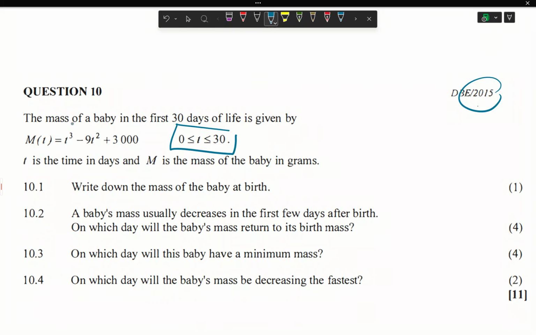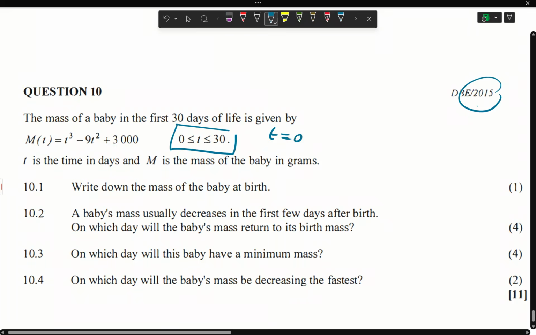They're saying that now we're dealing with the mass of a baby in the first 30 days of life, which is given by this. T is the time in days, M is the mass. So write down the mass of the baby at birth. Guys, you know that at birth, T is equal to 0. At birth, we are starting at 0. Because now there's a mass of the baby in the first 30 days. So the first day we started at 0, and then 1, 2 up until 30.